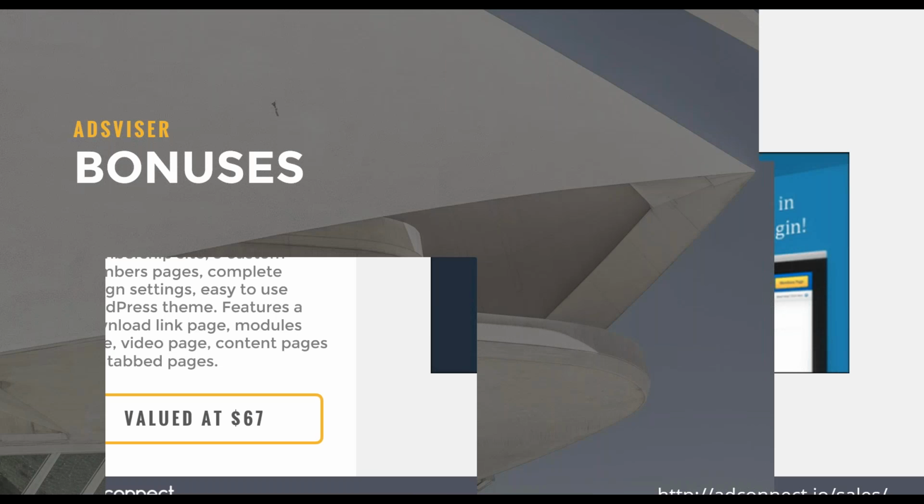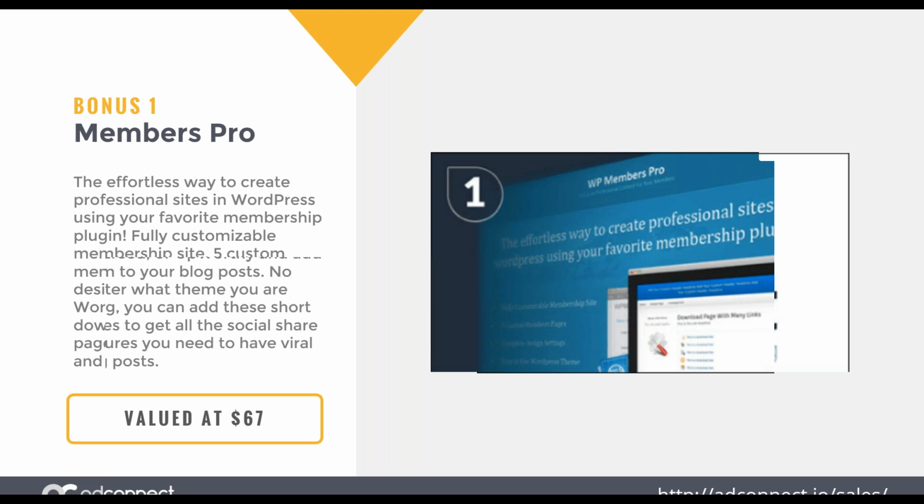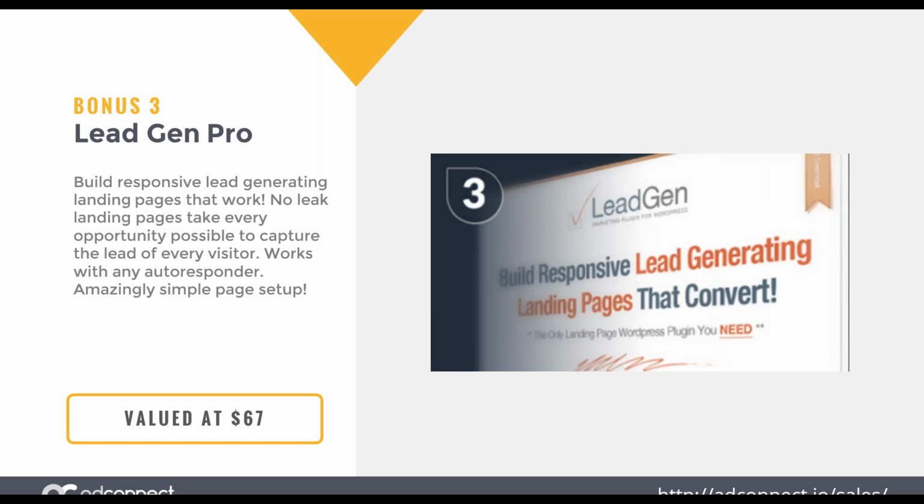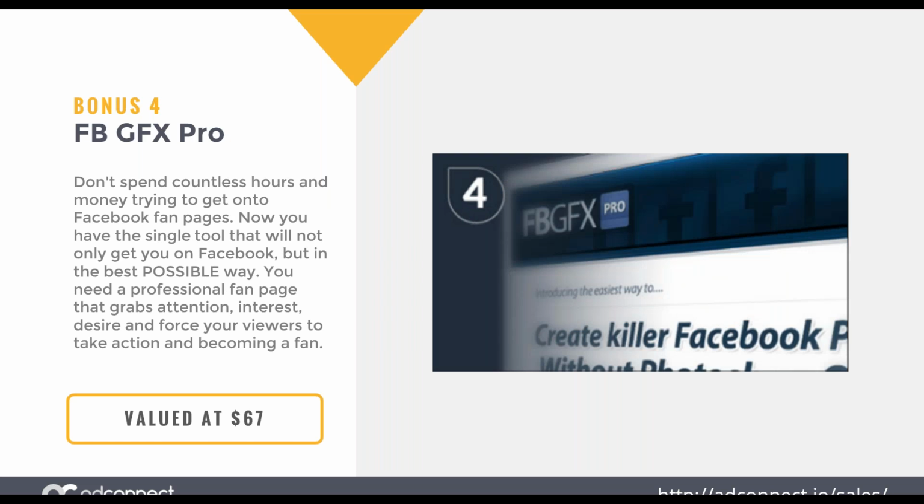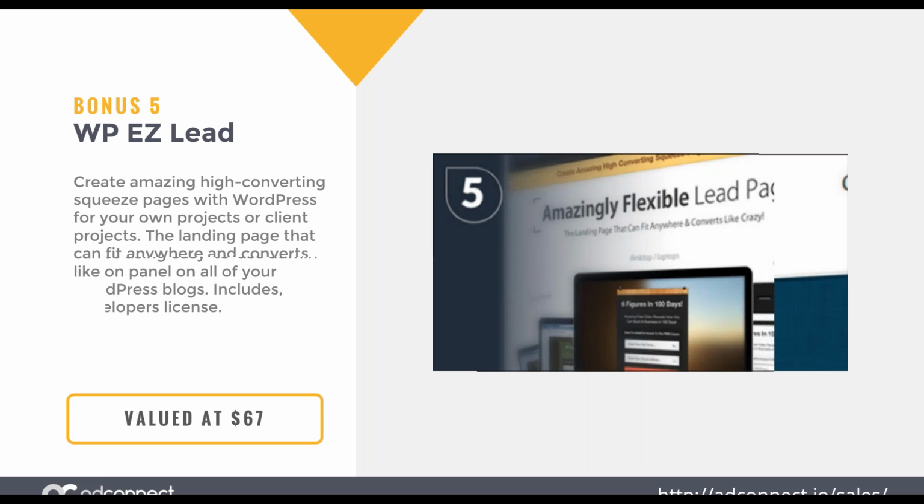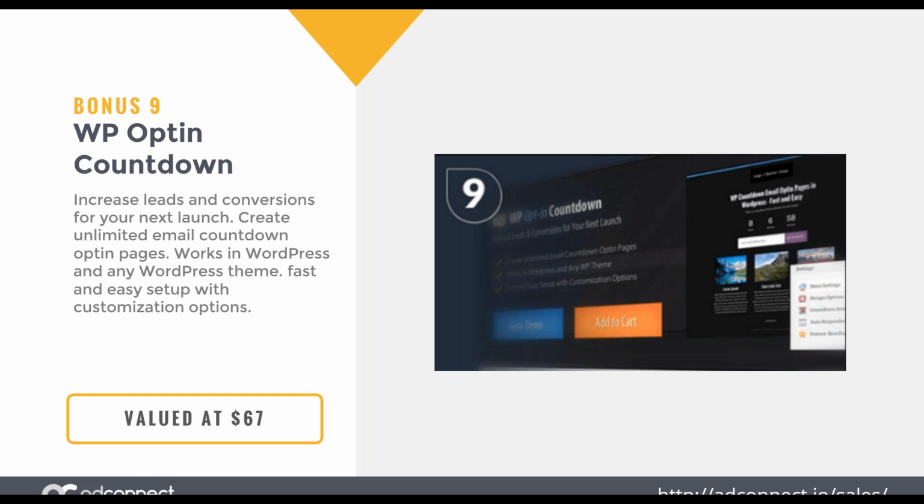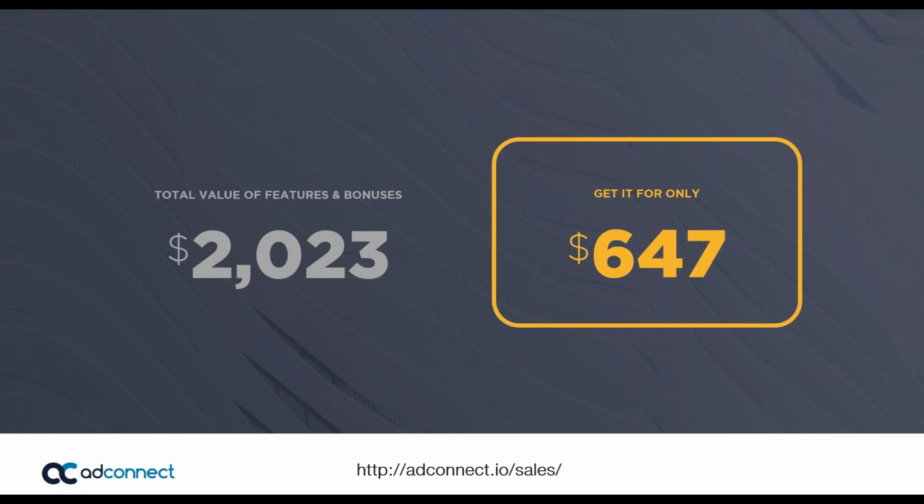All right. So with AdVisor, we're going to include Members Pro. Now this is something you can use if you don't have EverLesson or a membership platform and you want to build one. You can use this bonus to build your own membership platform within a WordPress site. You'll also get Social Boost, Lead Generation Pro, Facebook Graphics Pro, WP Easy Lead, WP Lead Capture, Mobile Plugin, WP Slide or Video Slide Page, and WP Opt-in Countdown, as well as the 3D Page Builder.